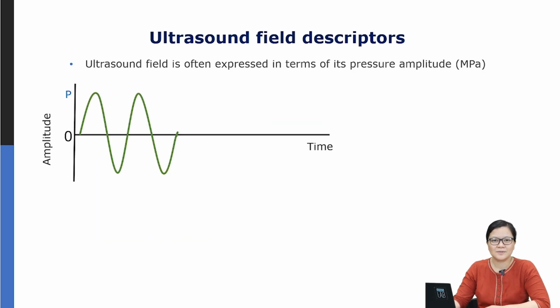Let me introduce some ultrasound field descriptors. So typically, the ultrasound wave field is described in terms of pressure amplitude, typically in megapascals. As you can see in this schematic, this is what a sinusoidal waveform would look like, and it's typically characterized by this pressure amplitude.